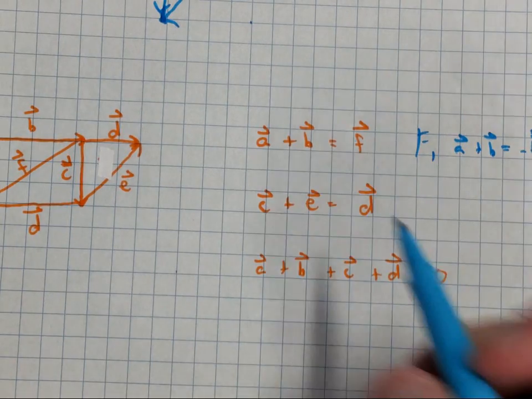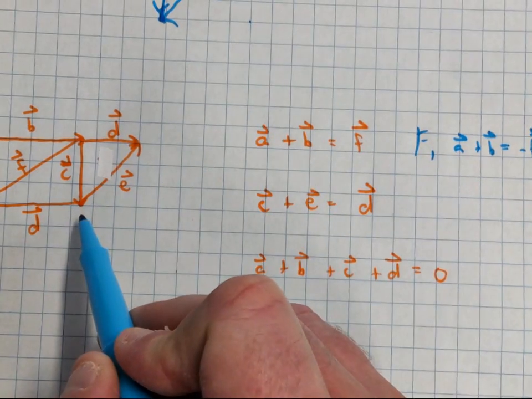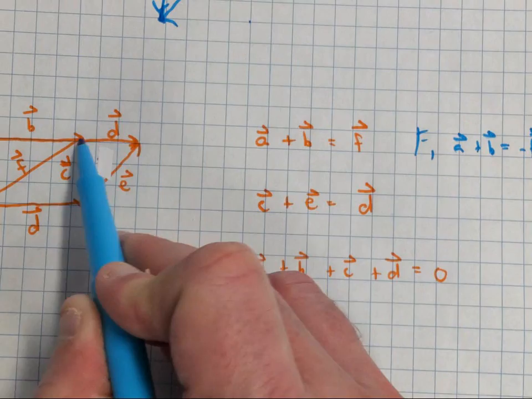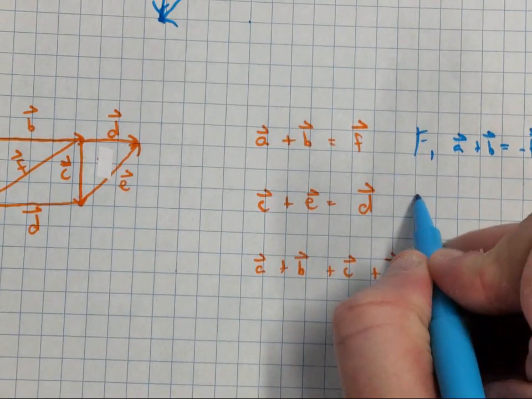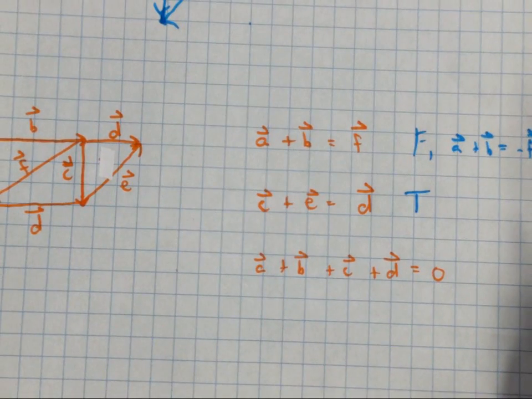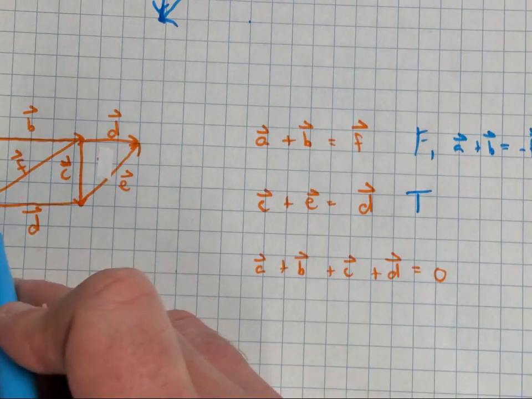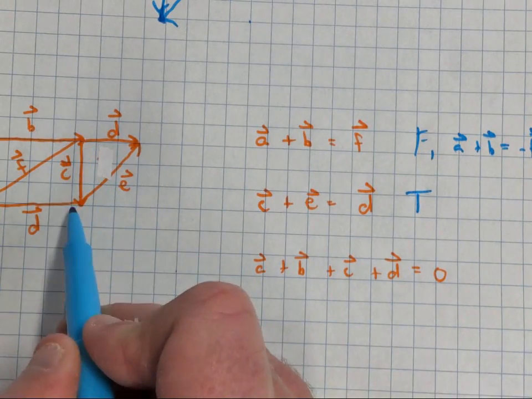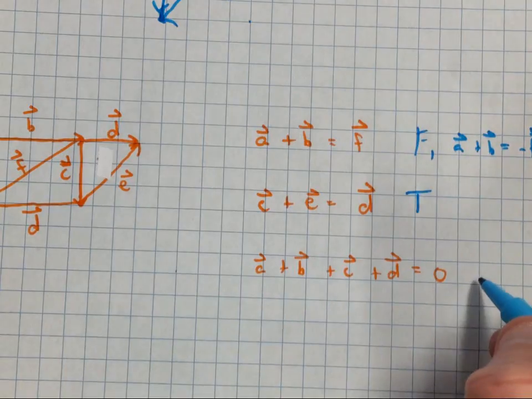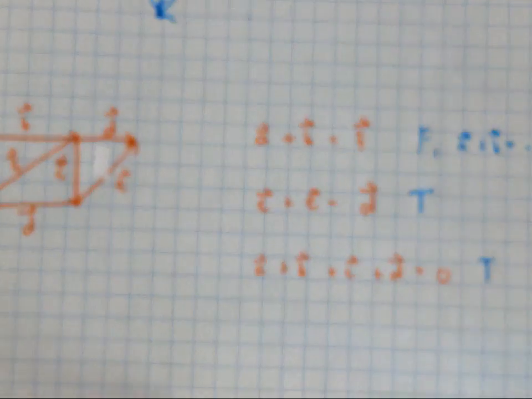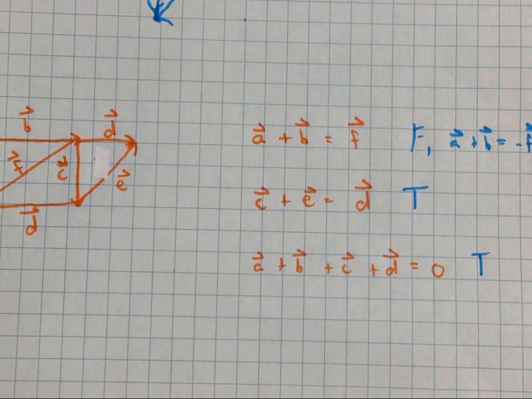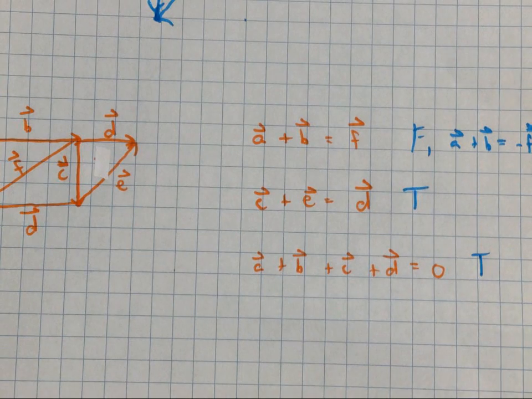Alright. Vector C plus vector E equals vector D. Is that correct? Yes, that's true. Okay. Vector A plus vector B plus vector C plus vector D equals 0. Is that true? Yes, because you started and ended up where you started, at 0. Was there 2 vector D's? I don't know. This is not perfect.